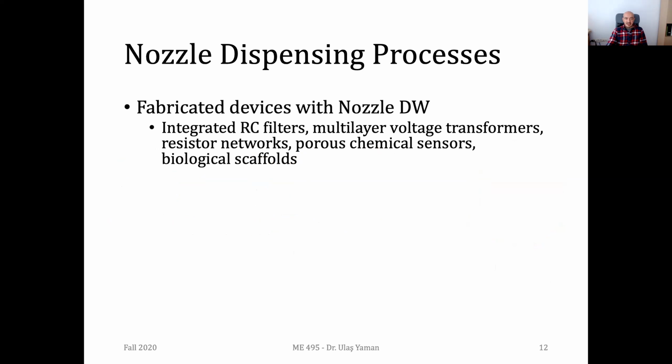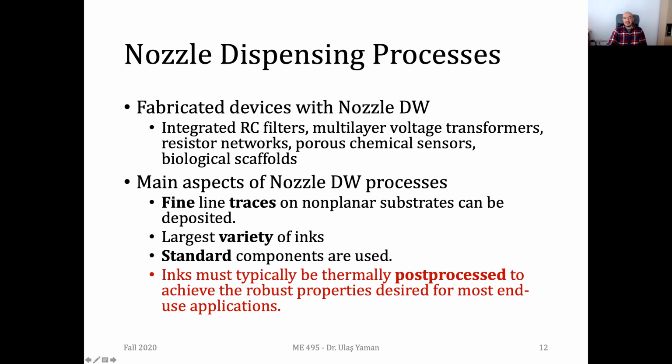So what type of products can we produce with nozzle direct write technologies? You can have electronic components like resistors, filters, capacitors, even some sensors, or as I mentioned, some biological scaffolds, very small ones, which can be produced with the help of these nozzle direct write technologies.